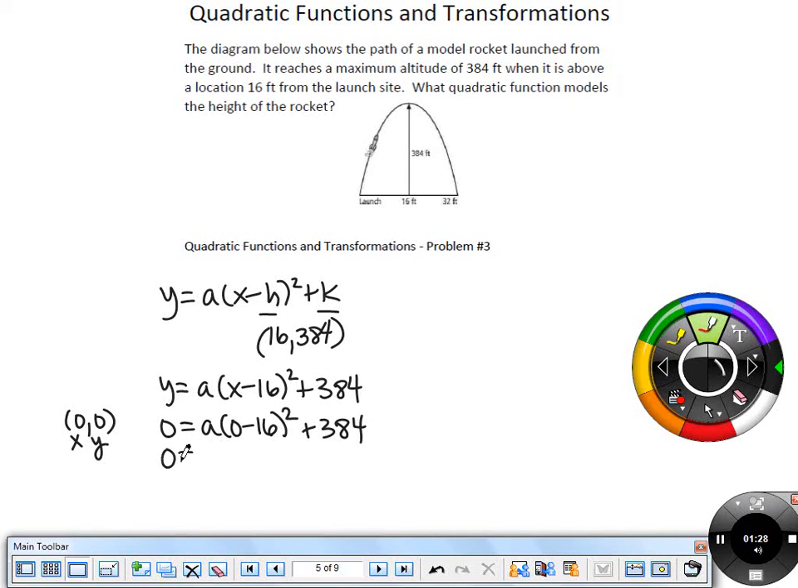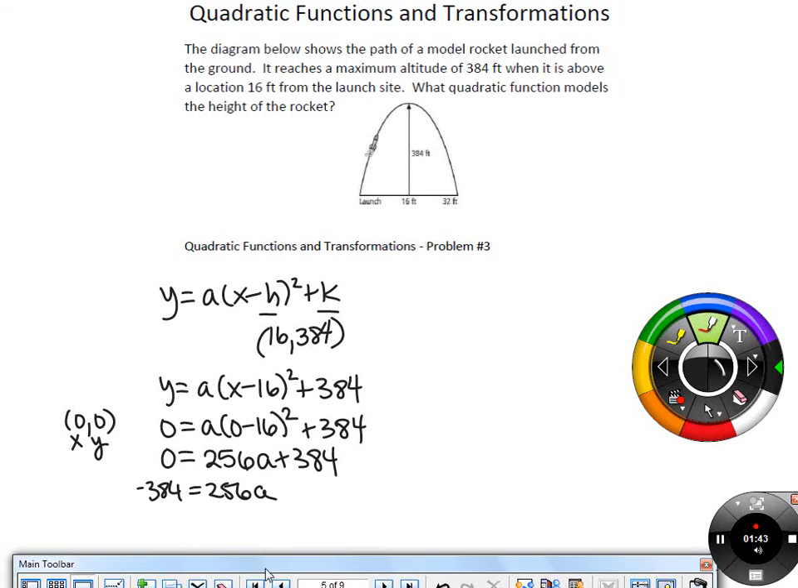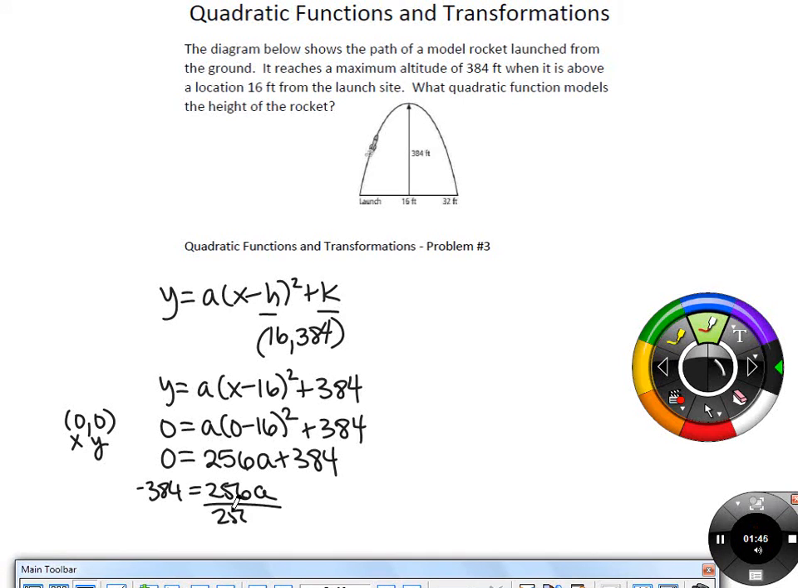So this gives me 0 equals, so negative 16 squared is 256a plus 384. And I'm going to subtract 384. I'm going to divide both sides by 256. And then I'm just going to reduce that fraction.